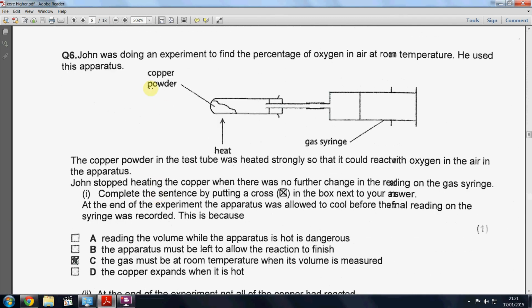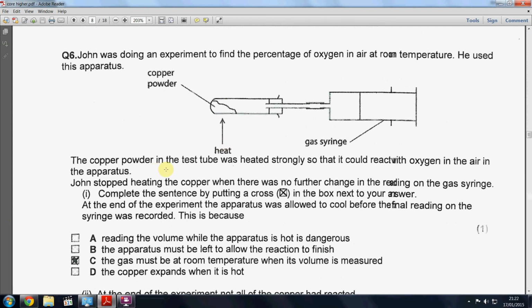Okay, this is quite a good question. John's doing an experiment to find the percentage of oxygen in air at room temperature, and he used this apparatus here. We've got probably a boiling tube or a test tube with some copper inside. He's heating up the copper, and he's got a gas syringe.